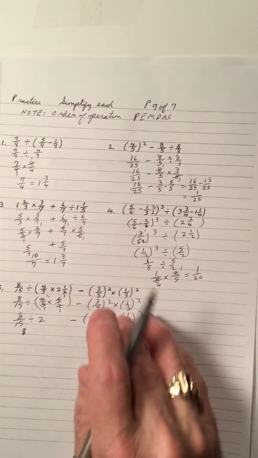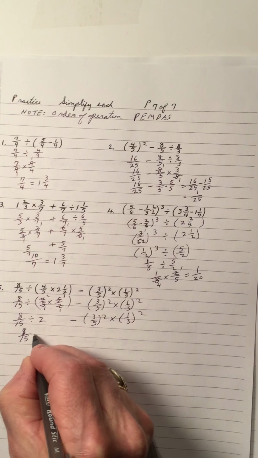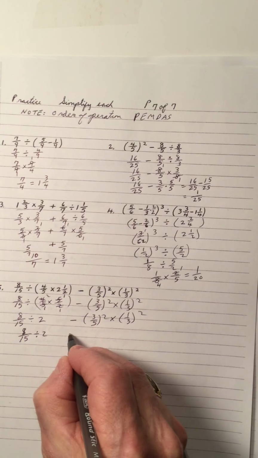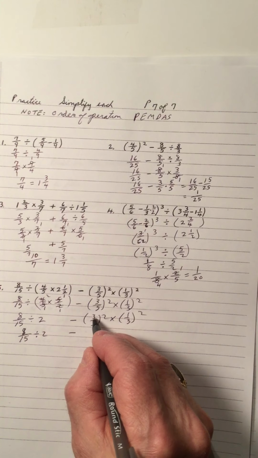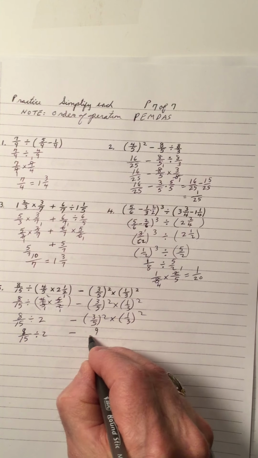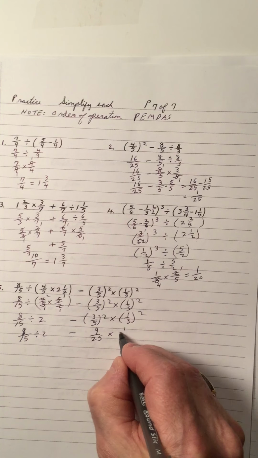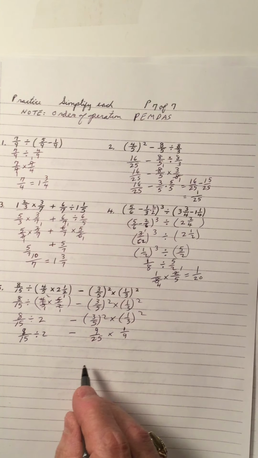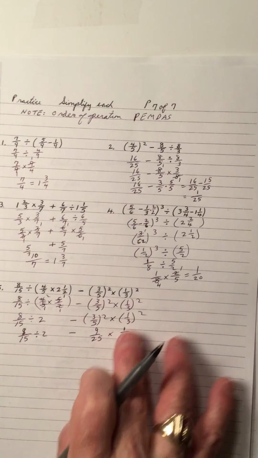PEMDAS. I have all my inside the brackets done. Now I do my exponents. So I will not touch this division, will not touch the subtraction until I get these exponents done. 3 over 5 squared is 9 over 25. Times 1/3 squared is 1 over 9.